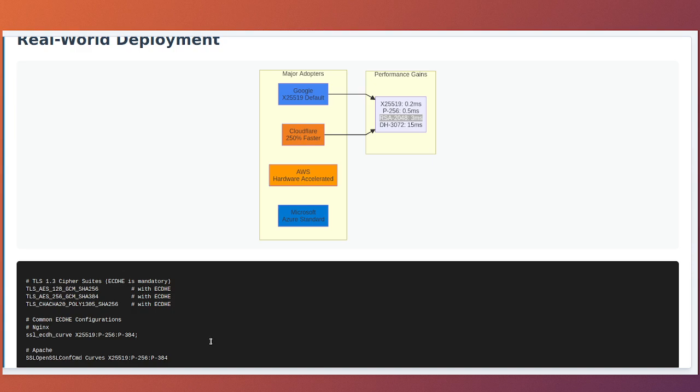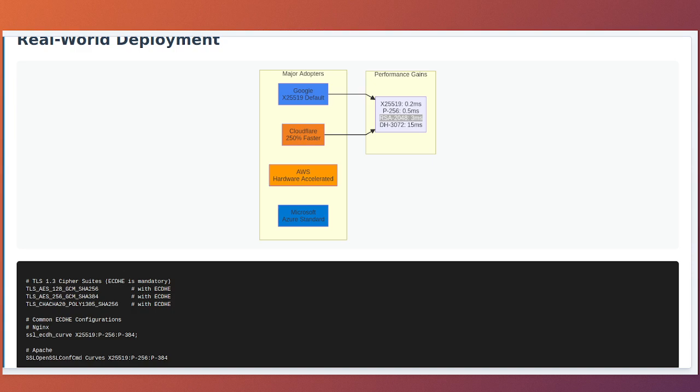Major CDNs and cloud providers have optimized their ECDHE implementations extensively. AWS, Azure, and Google Cloud all use hardware acceleration for ECDHE operations on their load balancers. Intel and AMD have added special CPU instructions, like ADCX/ADOX, that speed up the mathematical operations used in elliptic curve cryptography.